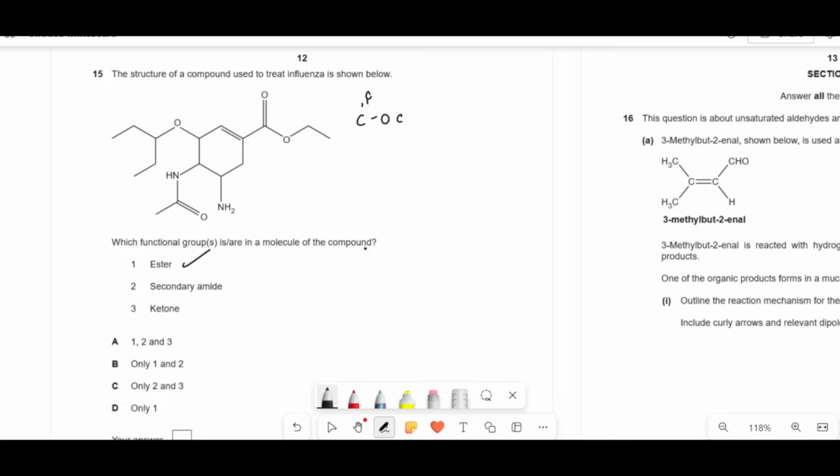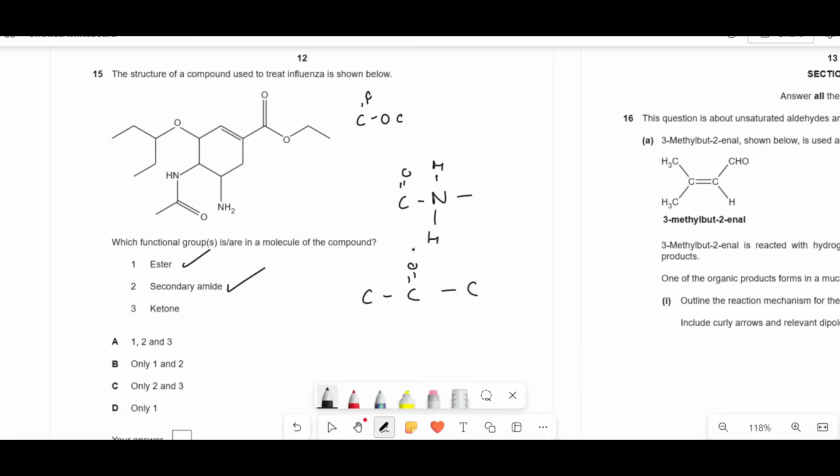Now it says secondary amide. An amide is always a C double bond O, N, H, and then some, and it could be like NH2 or whatever. So if it's a secondary amide, it means this N has had two things substituted on it like that. So if we have a look, C double bond O, NH, and there's two substituted things. So that's definitely there.